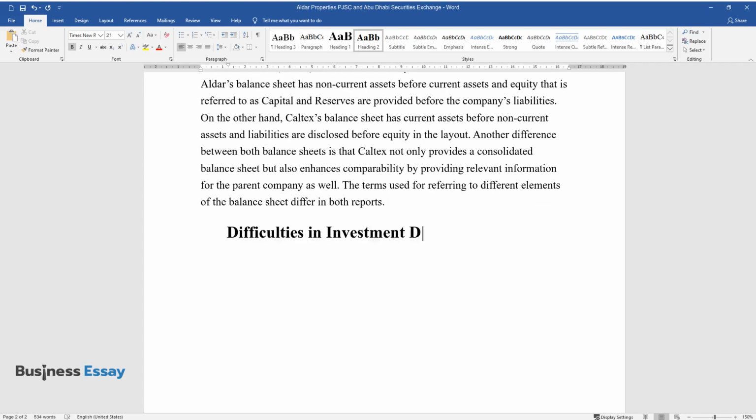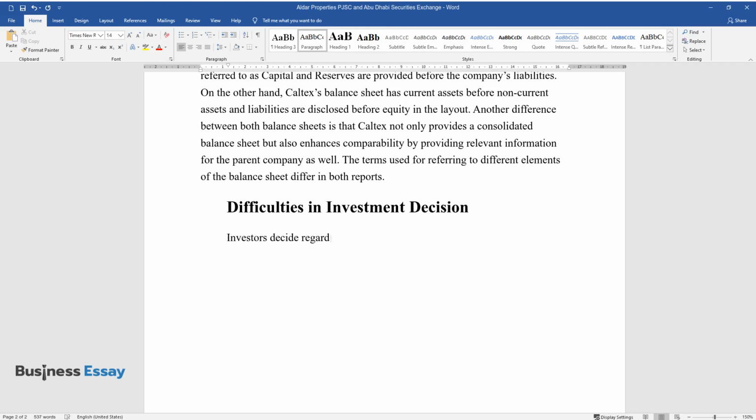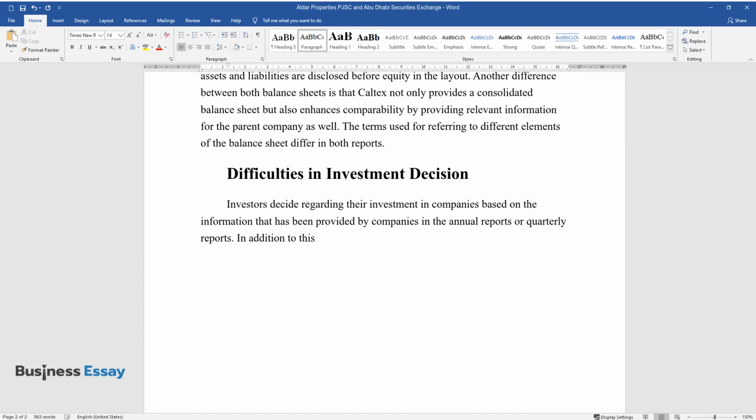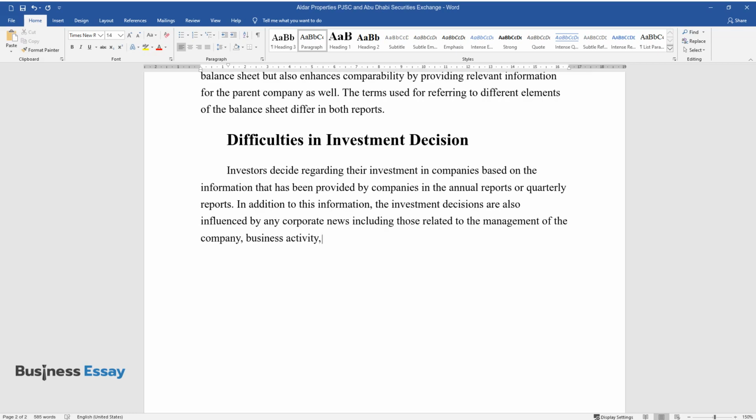Difficulties in investment decision. Investors decide regarding their investment in companies based on the information that has been provided by companies in the annual reports or quarterly reports. In addition to this information, the investment decisions are also influenced by any corporate news, including those related to the management of the company, business activity, or any other issue which could have impact on the future being of the company.